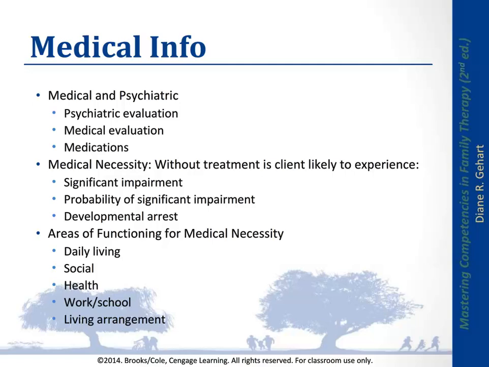which is generally considered daily living, so taking care of themselves and daily business; social functioning, so intimate relationships and friendships; health, so physical and mental health; work and school functioning, being able to maintain a job and or get passing grades in school; and living arrangements, so being able to have a place to live. These are important to document, like I said, for the third-party payers and reimbursement.